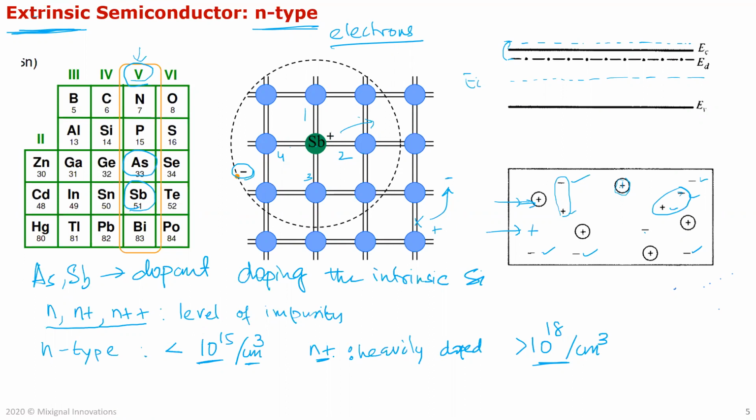So when people say N plus, that means you have a lot more electrons per cubic centimeter available for conduction. When they say N-type, or sometimes they'll call N minus, then it's even less, much less than this. It could be like 10 to the power 6 or 10 to the power 15. Okay. So that's how you create an N-type material.